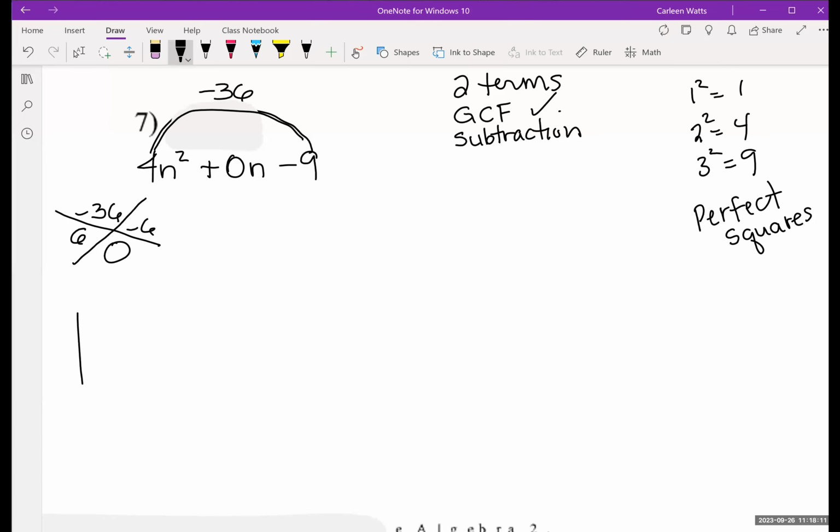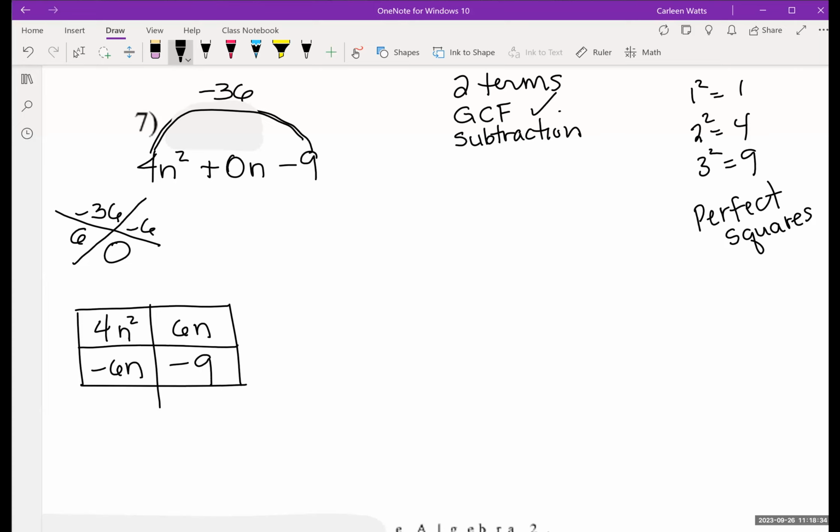Okay. Now, when we get to the end, you're going to be like, oh, that's so long. Do I have to do that? I'm going to show you a shortcut. Okay, everyone with me. So I'm going to put 6n and -6n. Okay, are you with me?